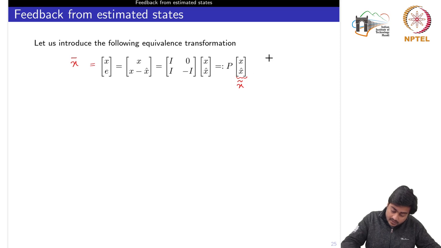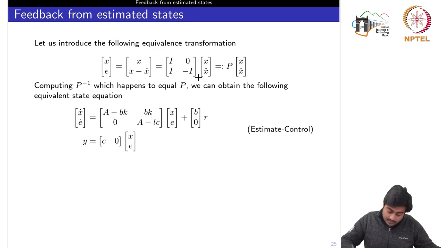So if we see at the outset, we would get x bar is equal to P times x tilde, where x tilde is the state variable of one representation. I want to transform into another representation whose state is x bar, and I am using this P. Now if you see the structure of the P, this P is non-singular. Okay, so let's do the equivalent transformation. We can also see that P inverse is equal to P.